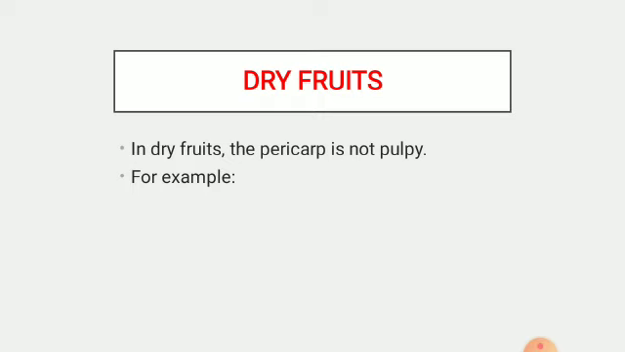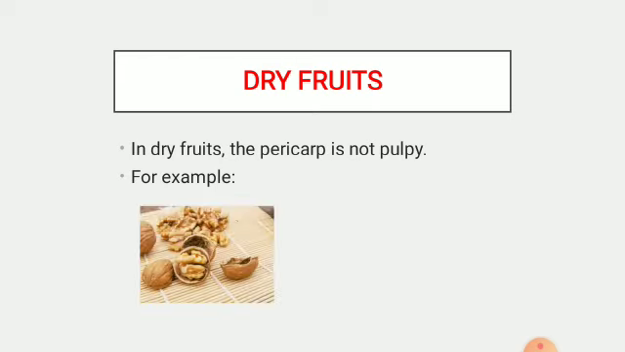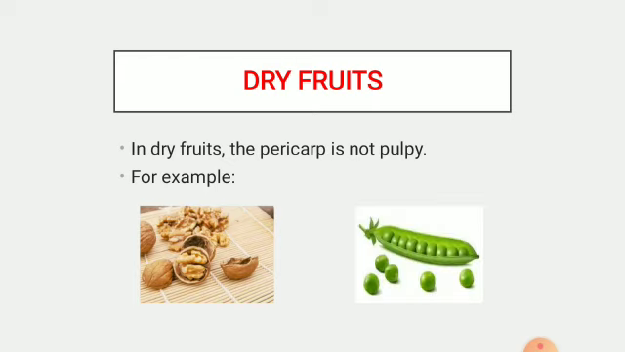Number 2, dry fruits. In dry fruits, the pericarp is not pulpy. For example, walnut. In walnut, the pericarp is hard shell that encloses the walnut. Pea pod. In pea pod, the pod is the pericarp and encloses the seed, that is peas.